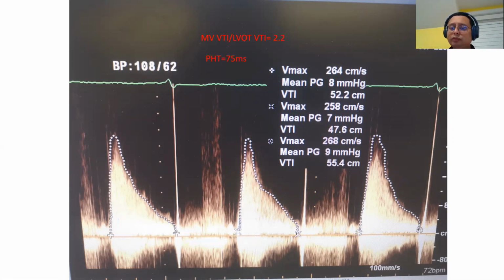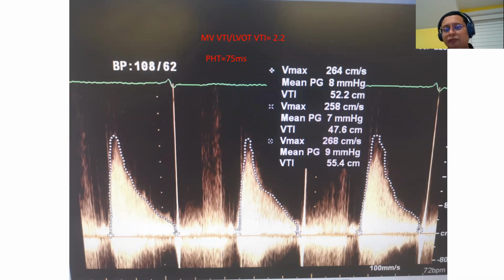When we look at pressure half time, it is 75 milliseconds. So for those of you who just came in, I ask people to remember 4 numbers. Okay, mean gradient that is more than 6 millimeter mercury needs explanation. And the 3 numbers that you need to remember in terms of abnormal parameters: E velocity that is more than 1.9, dimensionless index, which is MV VTI over LVOT VTI, that is more than 2.2, and pressure half time that is more than 130 milliseconds.